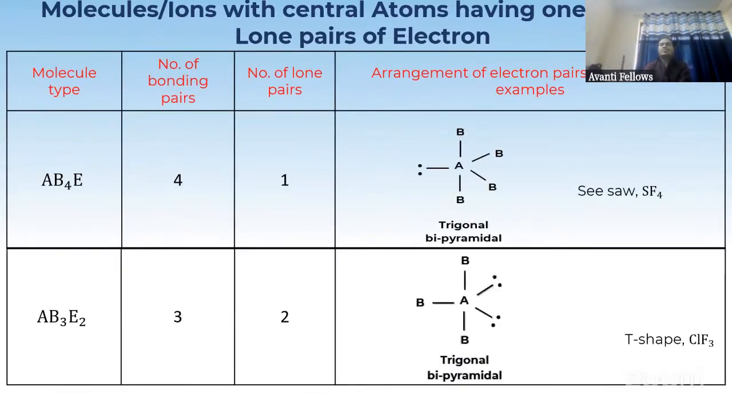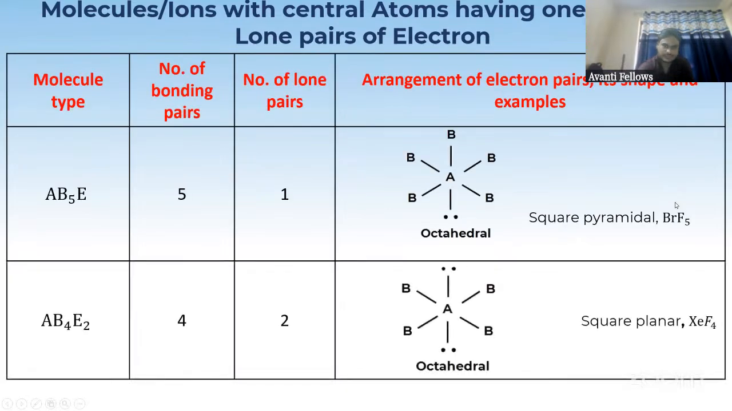If there are four bond pairs and one lone pair, it belongs to the TBP, trigonal bipyramidal geometry, and the shape is seesaw. Similarly, if we have two lone pairs, then the shape is T shape. This thing we already discussed in our classes. That's why I'm going so fast. Okay, if we have five bond pairs and one lone pair, then the structure is octahedral and the shape is square pyramidal. With two lone pairs, the shape is square planar.